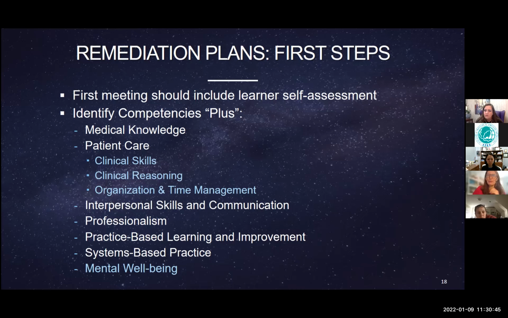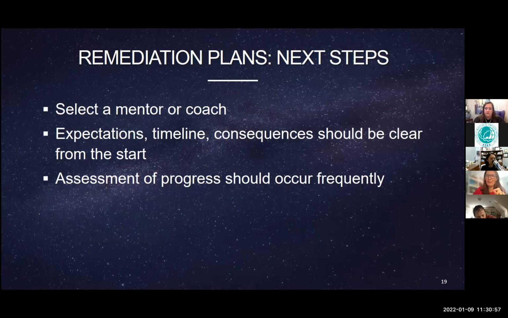So what are the next steps once you have gone through your review of systems, you've really thoroughly diagnosed the problem, haven't left anything unaddressed? Once you figure out what those problems are, we need to select a mentor or coach, somebody who's going to oversee the remediation plan. It doesn't need to be you, it depends on your role in the program, but it may be the clerkship director isn't the right person for this, and it should be somebody who's a little less engaged and potentially a little bit more of an advocate on the student side.